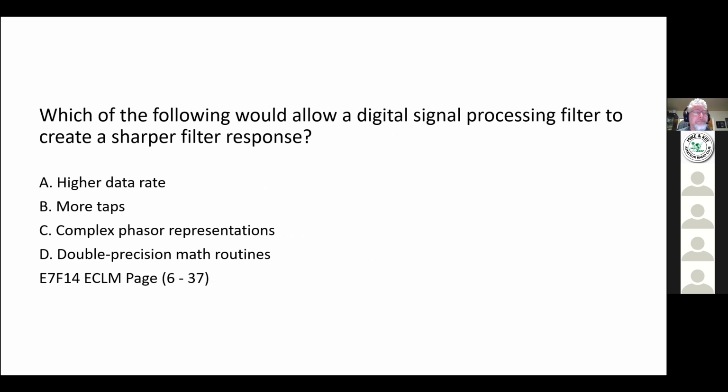Which of the following would allow a digital signal processing filter to create a sharper filter response? A, higher data rate. B, more taps. C, complex phasor representations. D, double precision math routines. Bravo is correct. More taps.